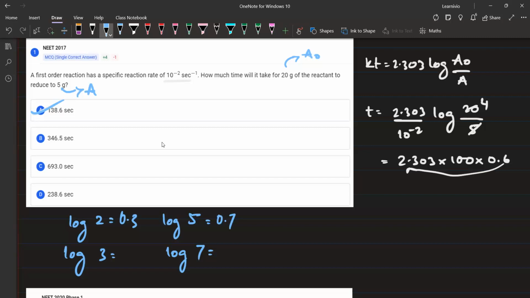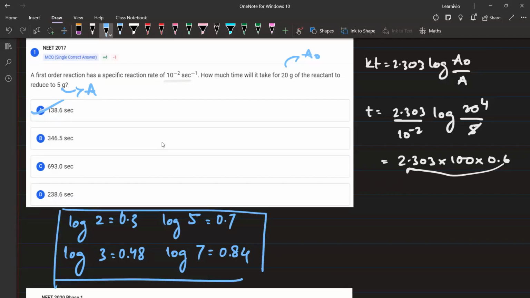log 3 के लिए व्हाट यू हैव टू सी, log 3 के आगे का नंबर क्या था? इट इज 4. और 7 के बाद वाला नंबर क्या होता है? 8. ठीक है, तो log 3 के लिए 0.48 और log 7 के लिए इसी को उल्टा कर दीजिए, 0.84. वंस यू नो द log वैल्यूज ऑफ दीज 4 यू आर डन. I mean, सारे log values अब हो जाएंगे आपसे.